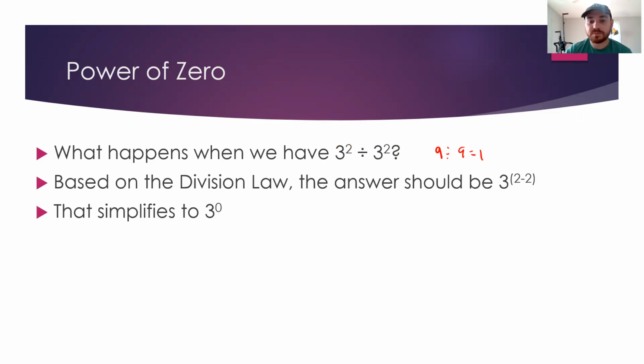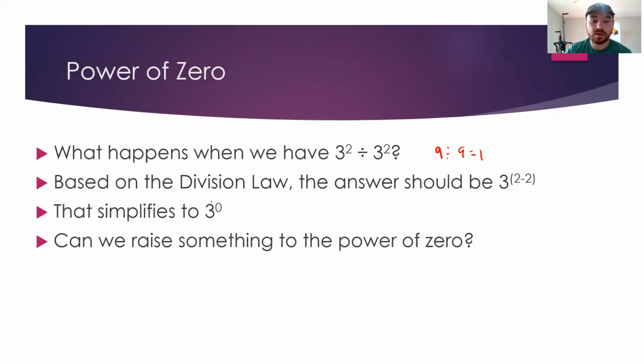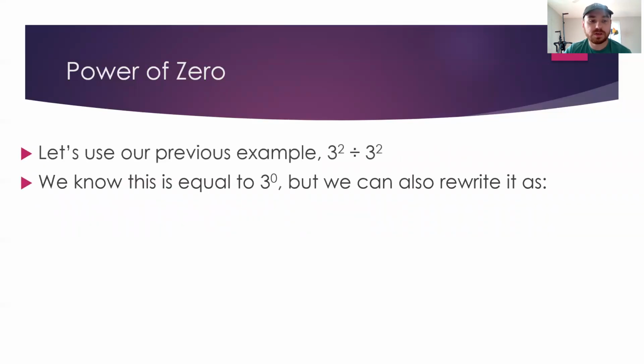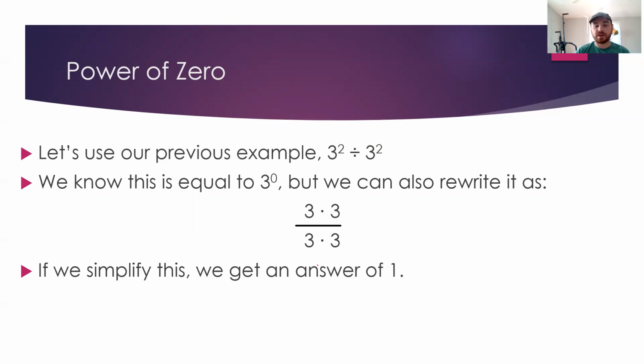Based on the division law, the answer should be 3 to the 2 minus 2, or more simply, 3 to the 0 power. Can we actually raise something to the power of 0? And the answer here is yes. So the way this works is the exact same way that I was just talking about. But instead of multiplying it up to 9, we can rewrite it as a fraction.